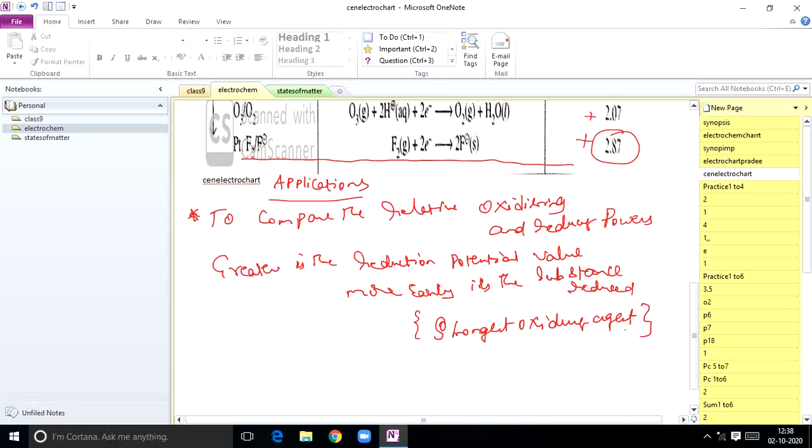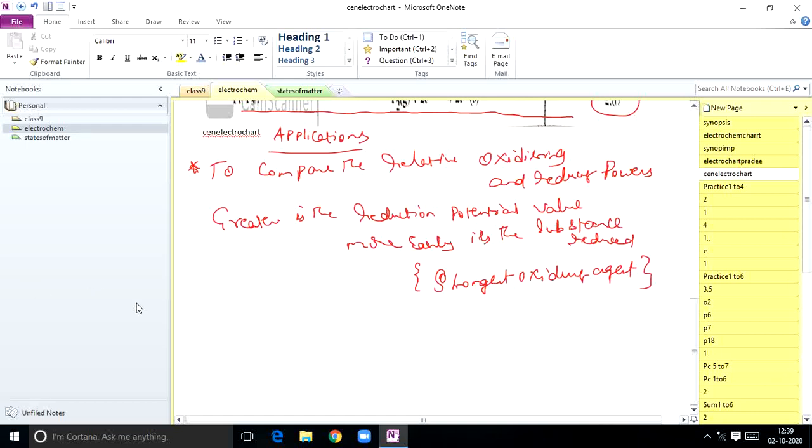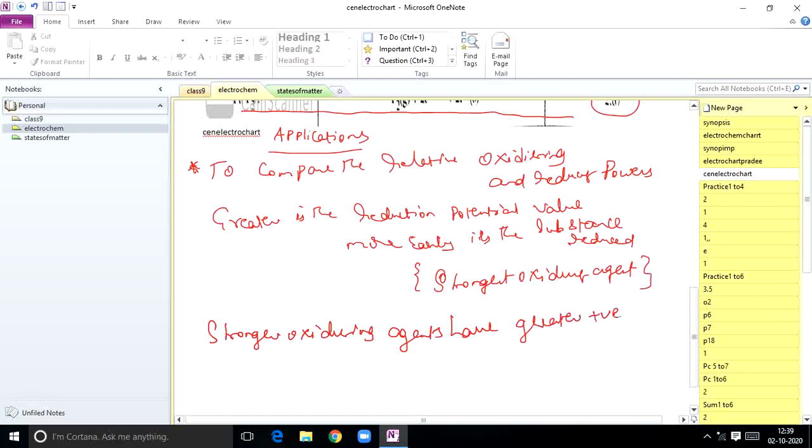So the first point you remember: greater is the reduction potential value, more easily the substance is reduced, strongest oxidizing agent. So from this we can write, stronger oxidizing agents have greater reduction potential values. What is meant by an oxidizing agent? It's an agent which oxidizes another substance and itself undergoes reduction. We call it an oxidizing agent. So stronger oxidizing agents have greater positive reduction potential values.